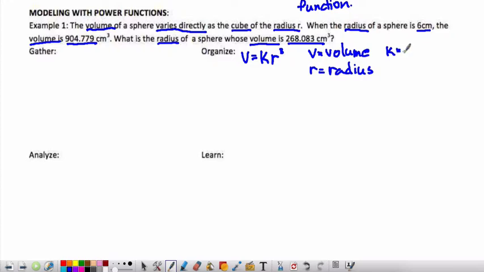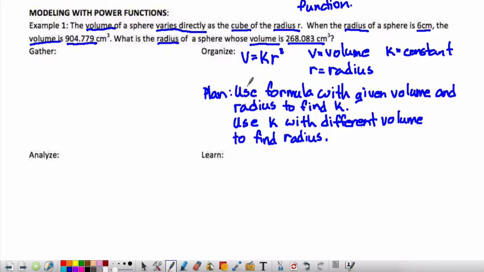So how are we going to use this? Well, part of my organize is, how am I going to use this equation? All right, I could plug in the volume and plug in the radius, but that's not going to give me the radius when I have a different volume. So how I'm going to use this equation is I'm actually going to plug in my first volume and radius, find out what the constant is in this situation, and then use that to find out what the radius is going to be with a new volume.